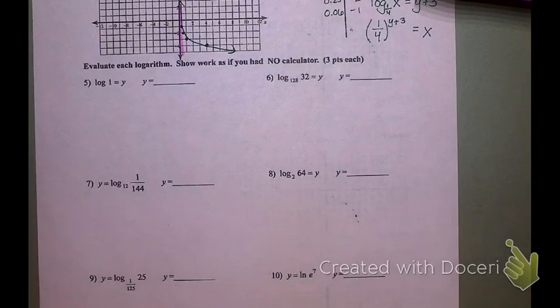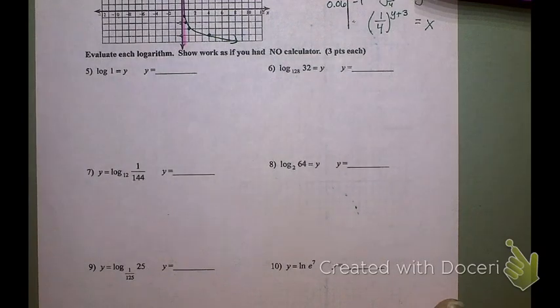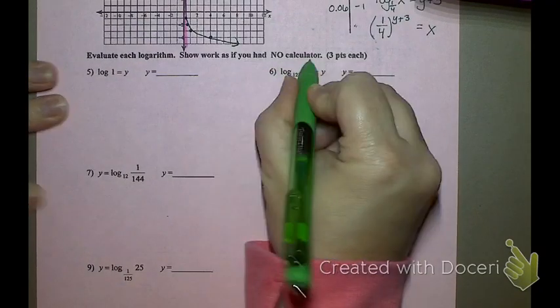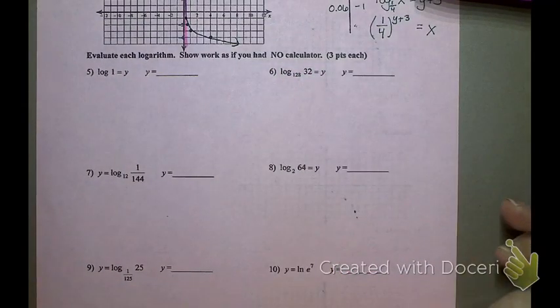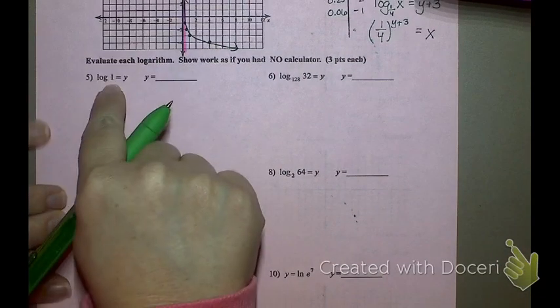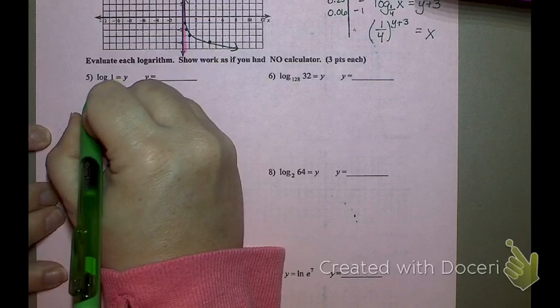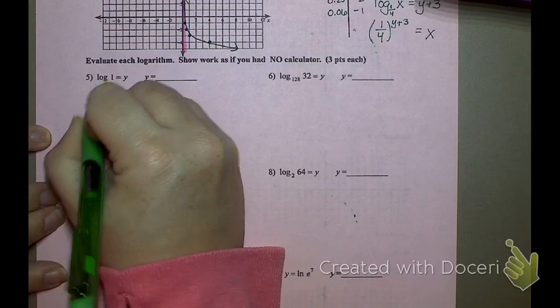Again, these guys, there'll probably be boxes like this for you to show your work, and you'll type your answer in on the computer. Show work as if you had no calculator. So I'm going to show you specifically what I expect to see. First thing I expect to see is you writing this in exponential form. So what would this be in exponential form? What would the base be? To the what power?